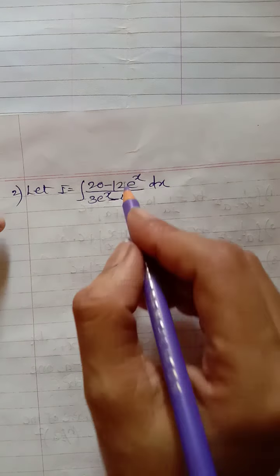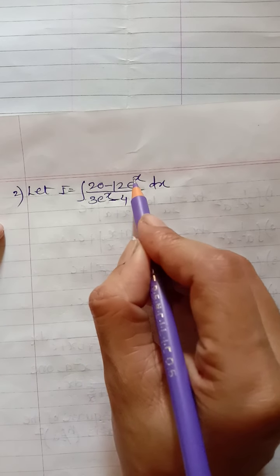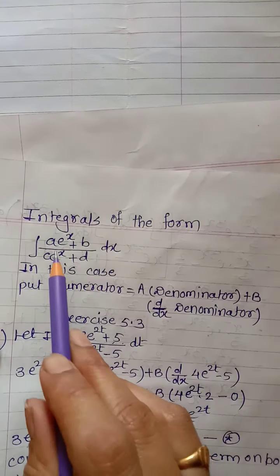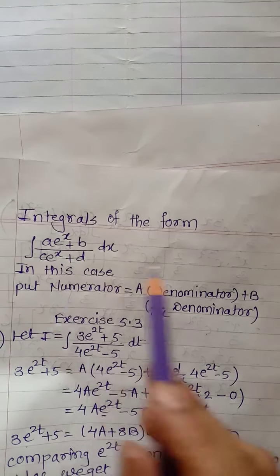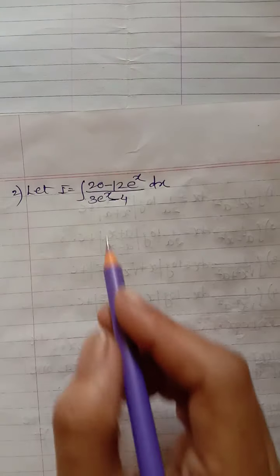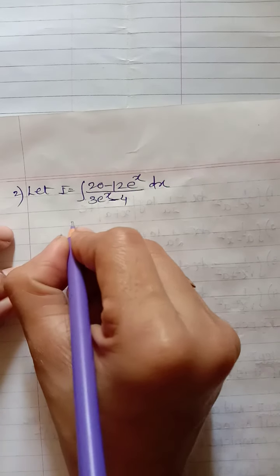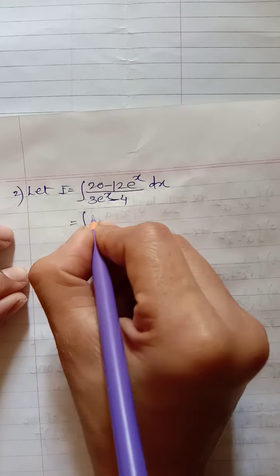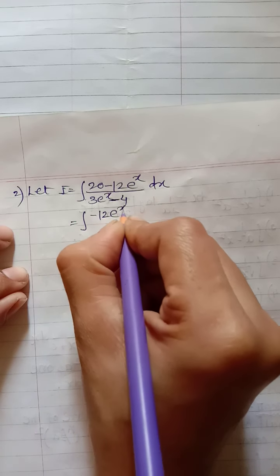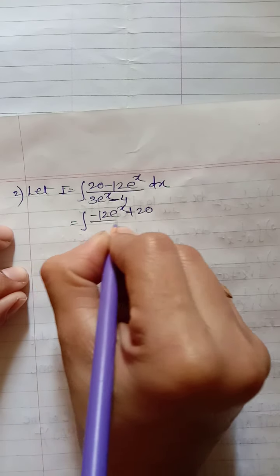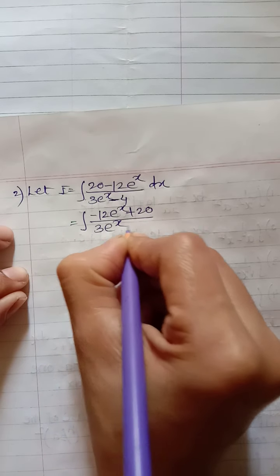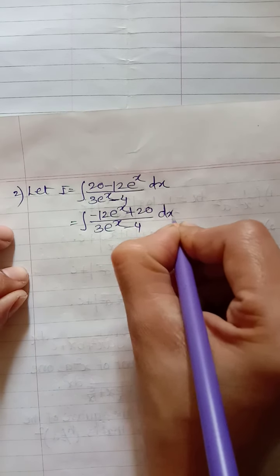Now see here. First of all, we take minus 12 e raised to x, because our formula is what? a e raised to x plus b. We want this in the form of a e raised to x. So I take minus 12 e raised to x in front. So this can be written as minus 12 e raised to x plus 20 upon 3 e raised to x minus 4 into dx.